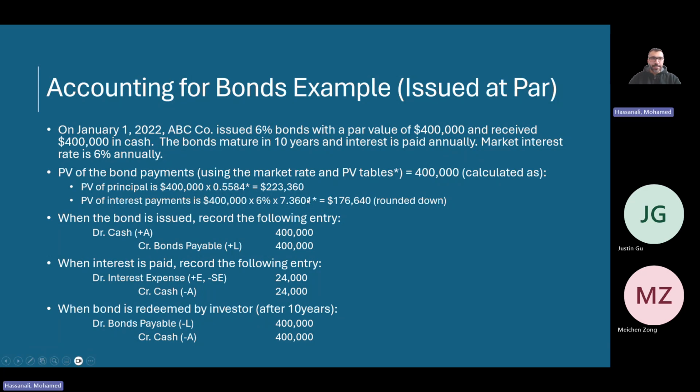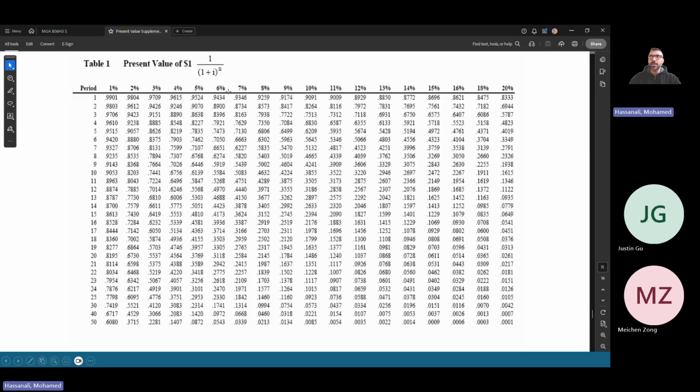We need to get the present value of that $400,000 that we have to pay out 10 years in the future. And to determine the value of that payment today, we need to go to the table with our market interest rate, which is 6%, and with the term that is 10 years. Okay, we go into the table.